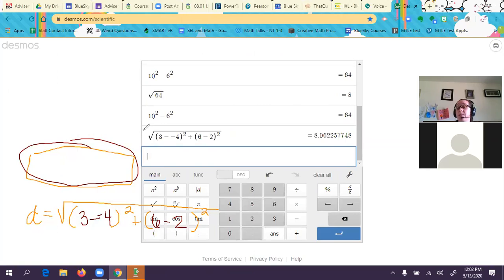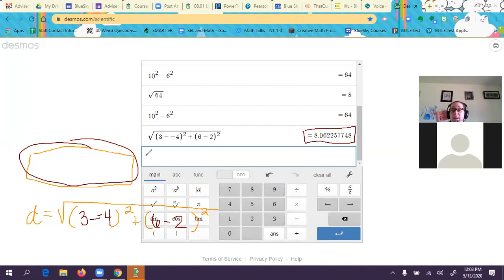Sometimes it'll say the nearest thousandth. So guys, if I rounded this number to the nearest thousandth, what would my distance of the line segment be? Which is that number? If I rounded to the nearest thousandth, how many decimal places would be after the decimal? Yes, Andrea, you're right. It would be 3 places after the decimal.